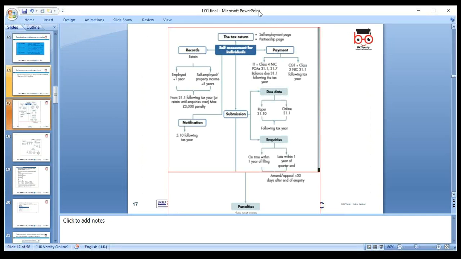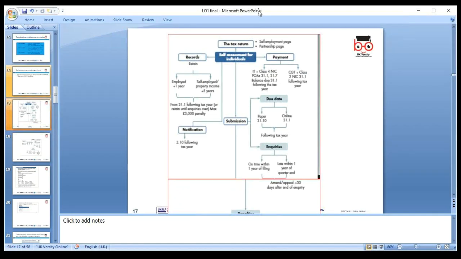Okay, next we are looking at when we're dealing with the self-assessment return, self-employed. We need to be registered as self-employed. If we have property income that we have not declared in the past, we can declare it in the following tax years.